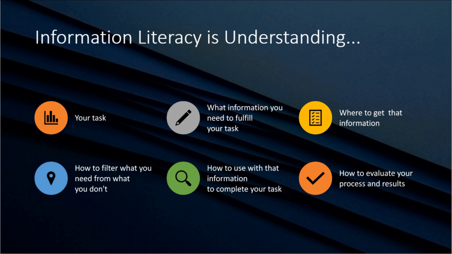For these reasons, universities have begun to emphasize the concept of information literacy in their curricula. Information literacy has 6 basic steps: understanding what your task is, figuring out what information you need to complete that task, knowing where to get that information, knowing how to separate what you need from what you don't, understanding how to use that information to complete your task, and understanding how to assess your process and results and make improvements if necessary.